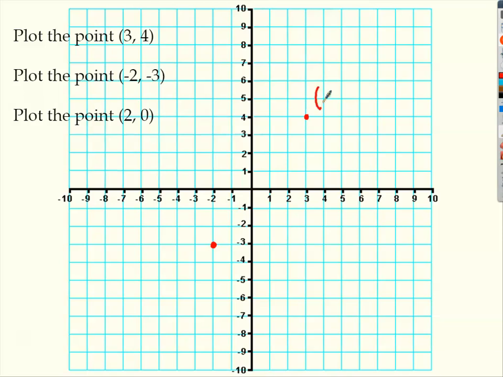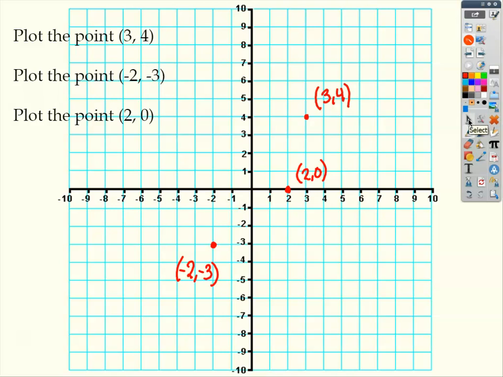Let me go ahead and pencil this in. So we have (3, 4). This is (-2, -3). And the last one we have is (2, 0). So again, I'm traveling along the x-axis. We're at 2. 0 means that we don't rise at all. So that is my final answer. We have (2, 0).